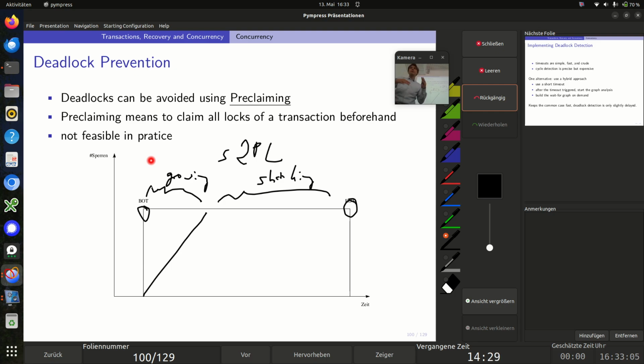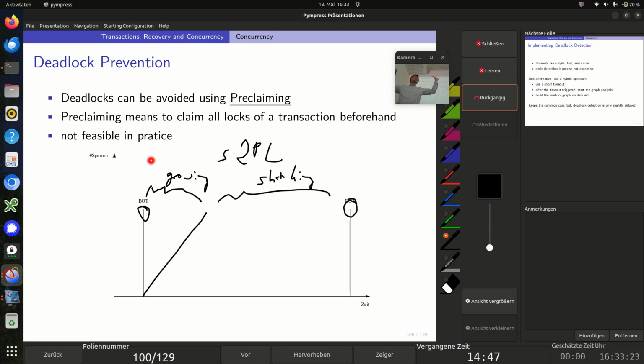Okay, so now I want to go through different possibilities. So one idea is timeouts, then I have an algorithm for deadlock detection, and then I want to show you optimistic synchronization. So basically, as soon as we have locking, it's all pessimistic.